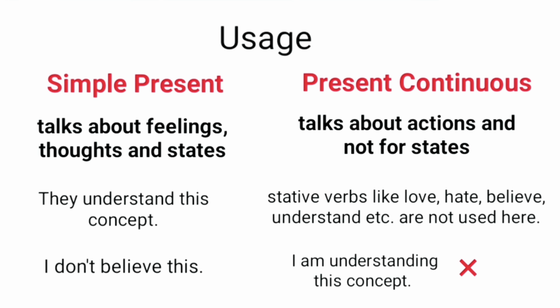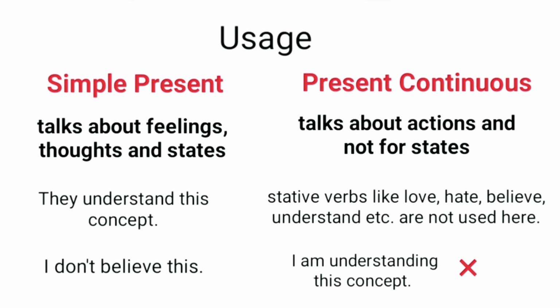Simple present tense talks about feelings, thoughts and states, while present continuous tense doesn't talk about these, but it talks about only actions. Stative verbs like love, hate, believe, etc. are not used in present continuous tense.